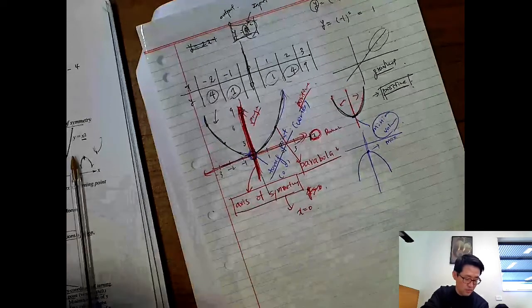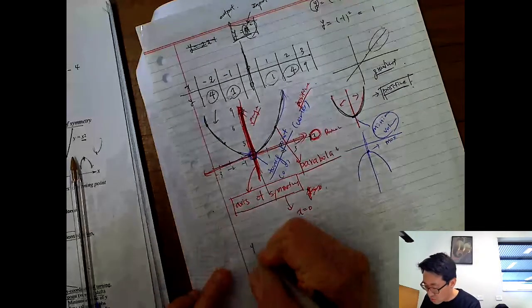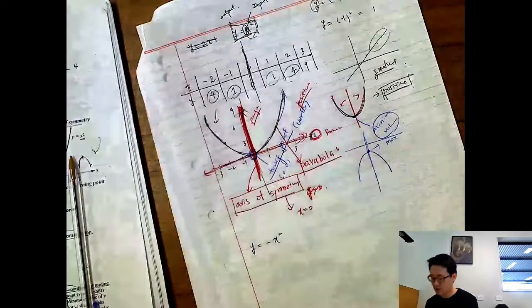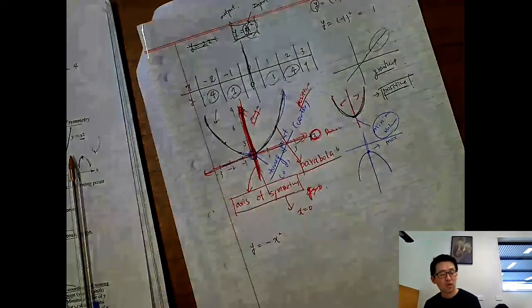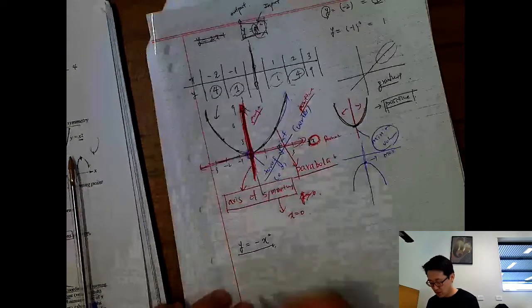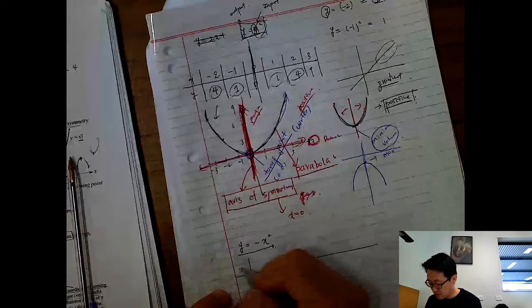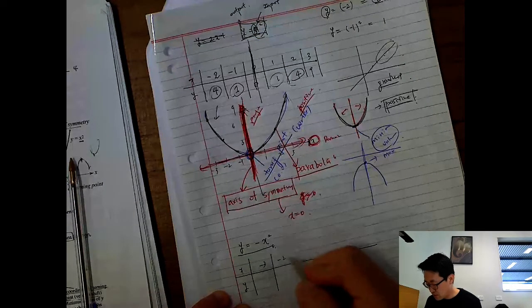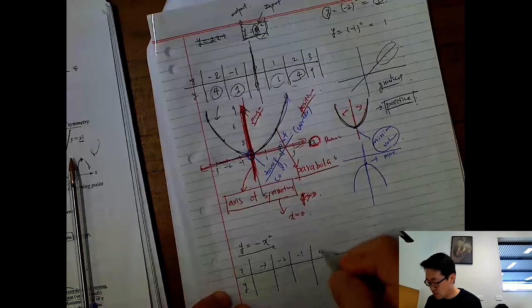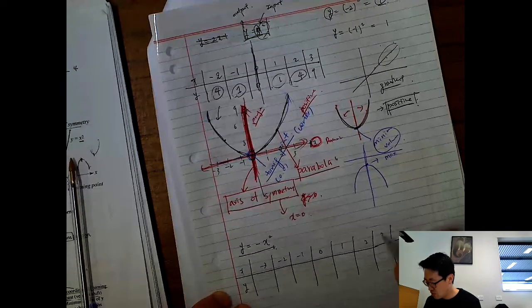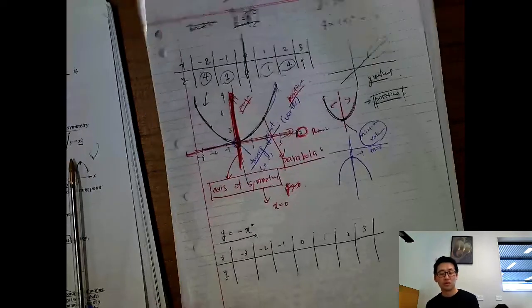What about this? I'll ask you to draw y equals minus x squared. Can you draw that? Yep. Same thing. We'll use x and y: minus 3, minus 2, minus 1, 0, 1, 2, 3. Can you continue? Yeah.